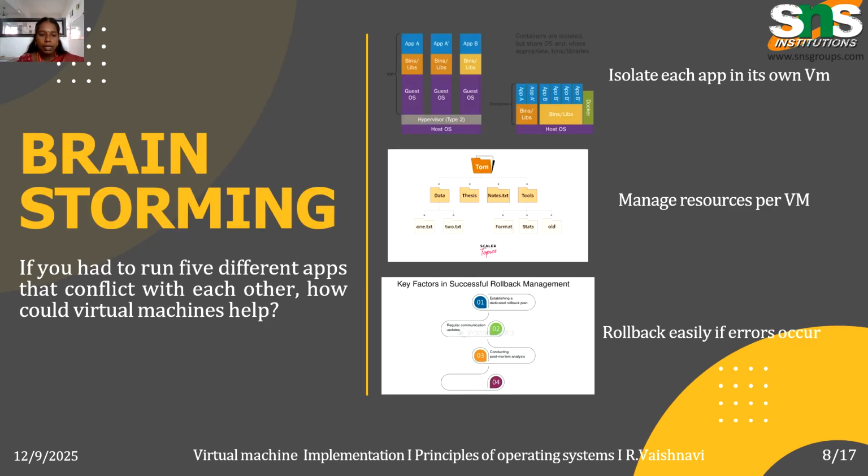And then we have the brainstorming question. If you had to run 5 different apps that conflict with each other, how could the virtual machine help? How does the virtual machine help? The key features are: it isolates each application in its own virtual machine, and it manages resources per virtual machine. The third one is that it can roll back easily if an error occurs. Here we use rollback management.